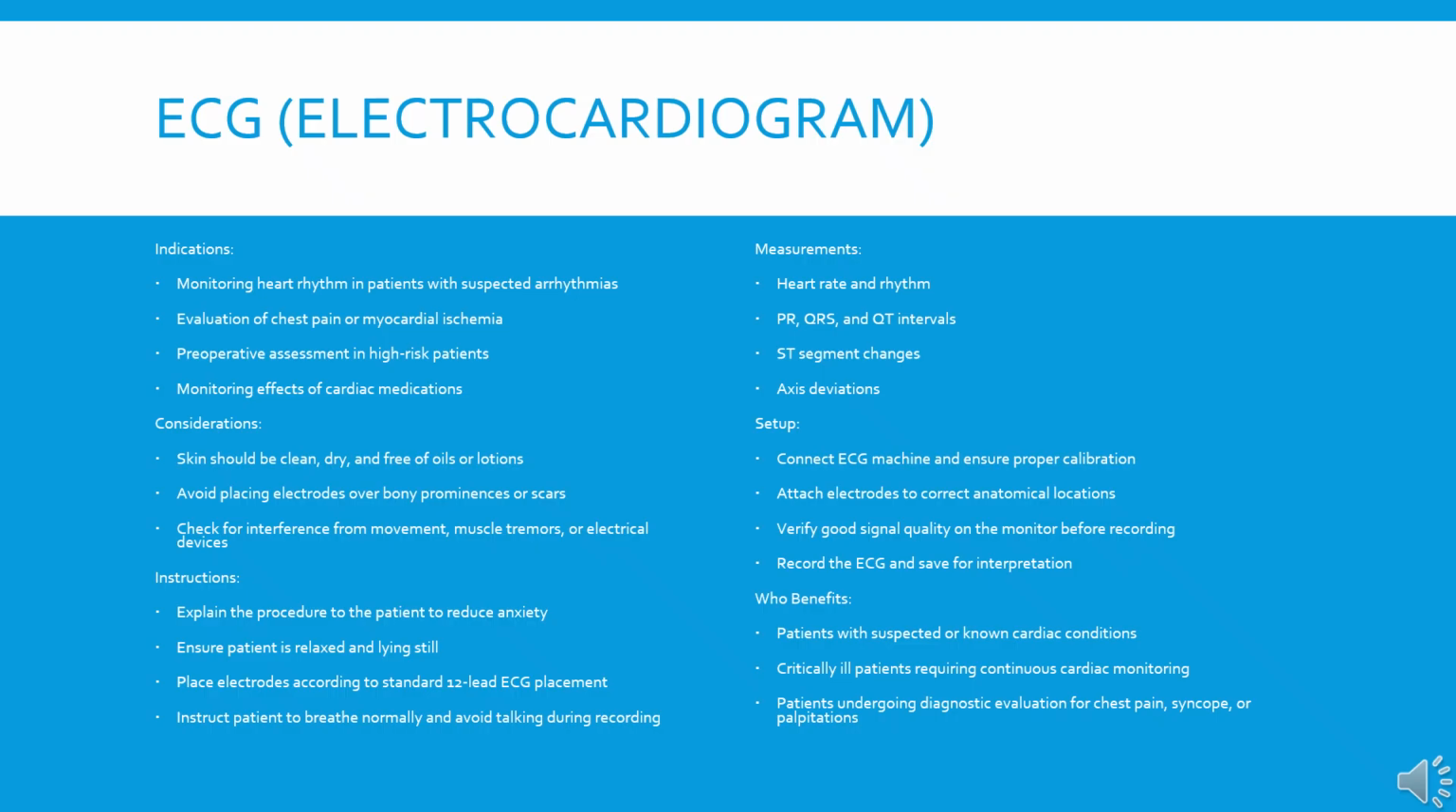Instructions include explain the procedure to the patient, ensure patient is relaxed and lying still, place electrodes according to standard 12-lead ECG placement, instruct patient to breathe normally and avoid talking during recording. Measurements: heart rate and rhythm, PR, QRS, and QT intervals, ST segment changes, axis deviations.